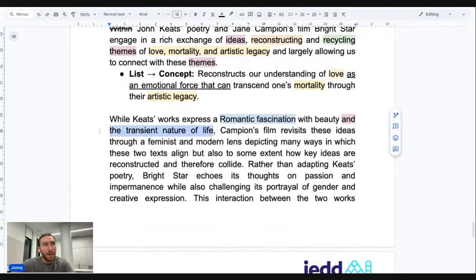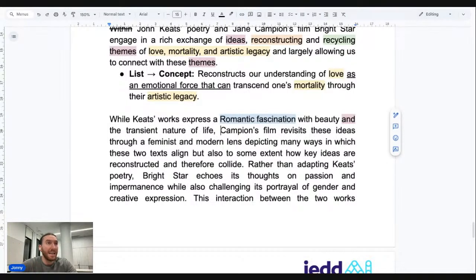But transient nature of life, for sure. Fascination with beauty, for sure. But you just need a little bit more depth on each of those terms, and you need to avoid trying to group terms together and think that it's going to improve your marks. It's not. You're going to improve your marks by talking about less things in more detail.